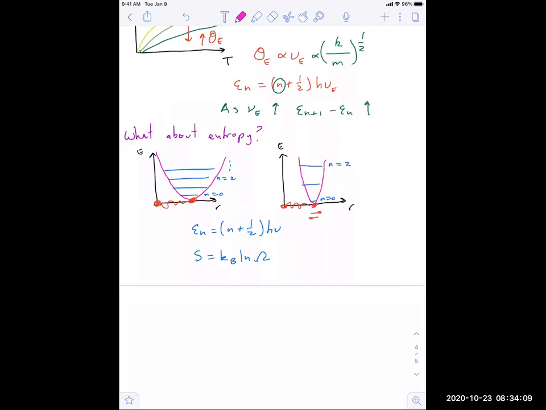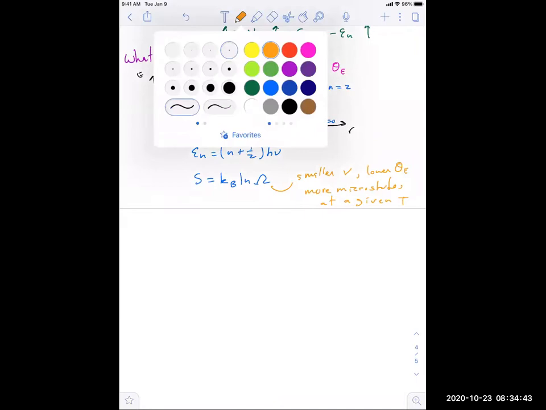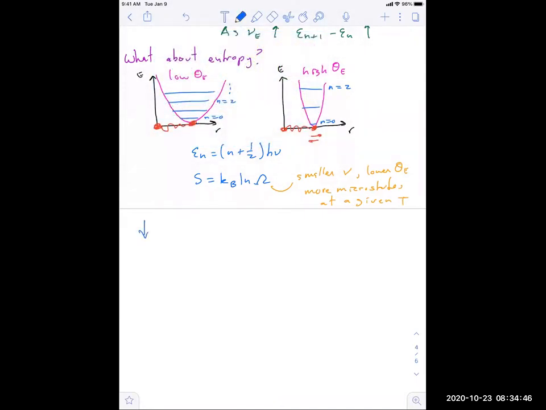There's more energy states. Yeah, at a given temperature, we're able to explore more energy states. So this would be kind of a low Einstein temperature, high Einstein temperature. And so if we have smaller frequencies, so that means lower Einstein temperature, we can explore more microstates at a given T. So if we're decreasing the frequencies, that means we're decreasing the spacing of energy levels. That means we're increasing the entropy.